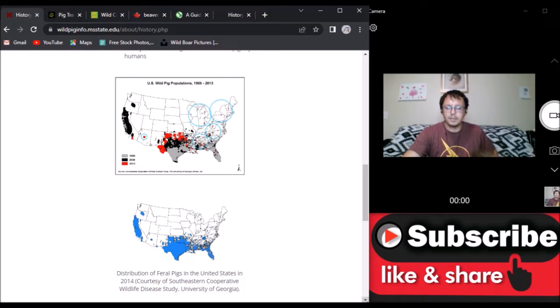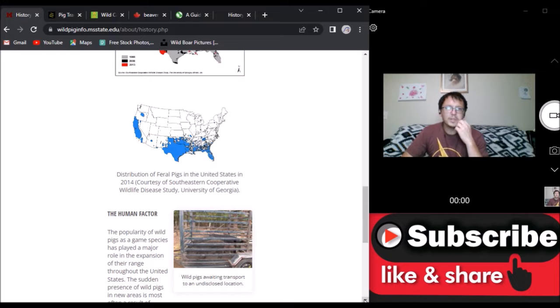And there goes a map of their range, which is kind of crazy. These are the spots, I guess, that they're talking about. There she goes. Away goes the puppy. That one's distribution of feral pigs in the United States in 2014, courtesy of the Southern.